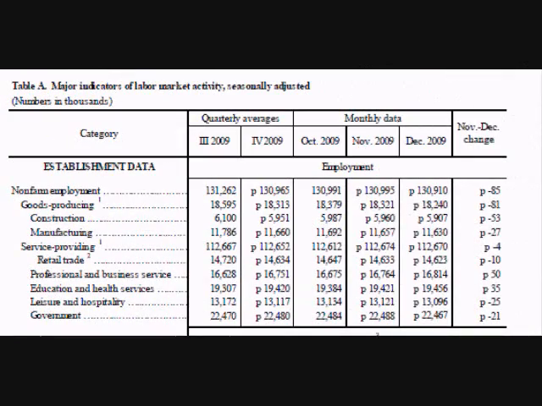To give an idea of which areas of the economy are most affecting employment levels, the category is then split into two sections: service providing and goods producing. Goods producing is broken down into construction and manufacturing, and service providing is broken down into retail trade, professional and business services, education and health services, and leisure and hospitality.